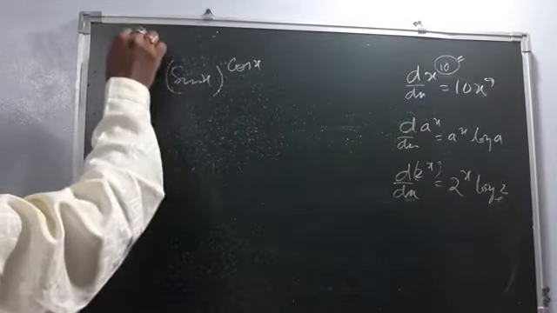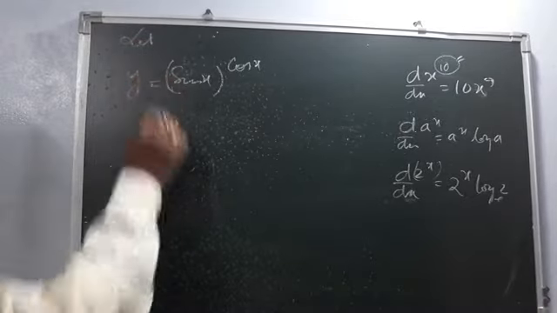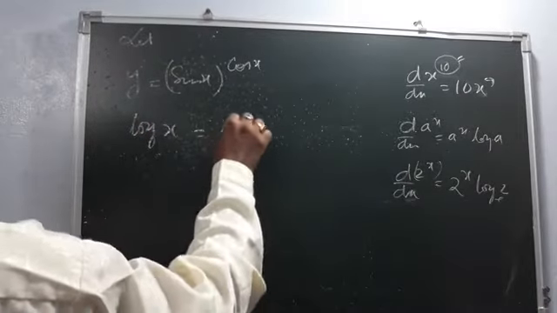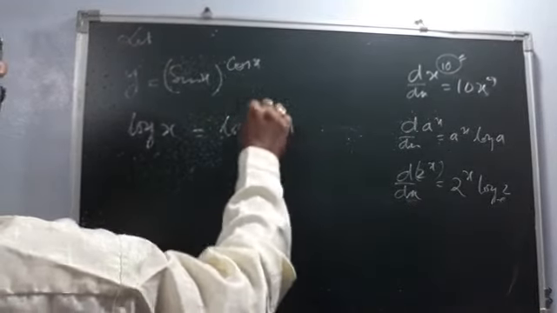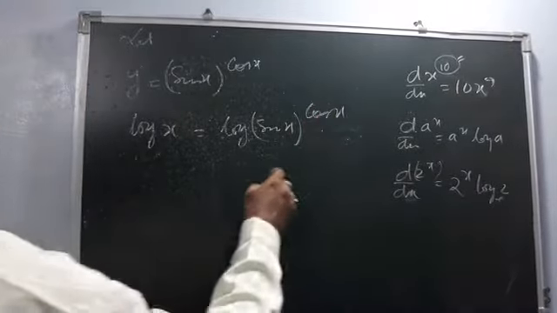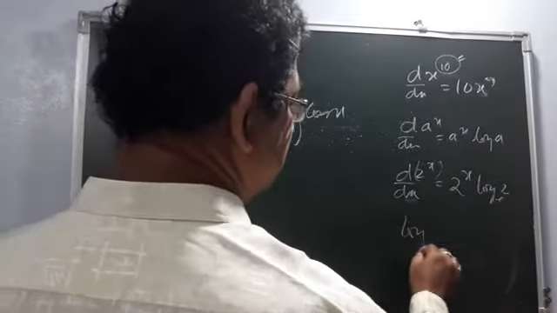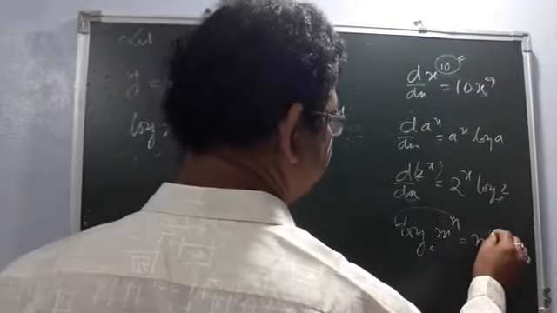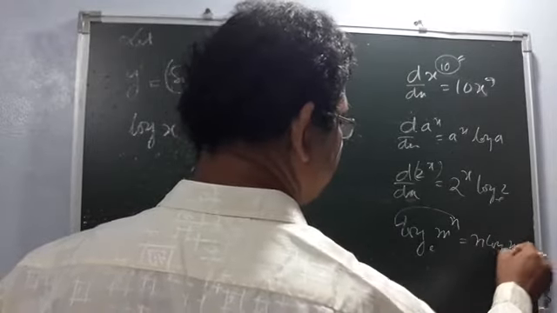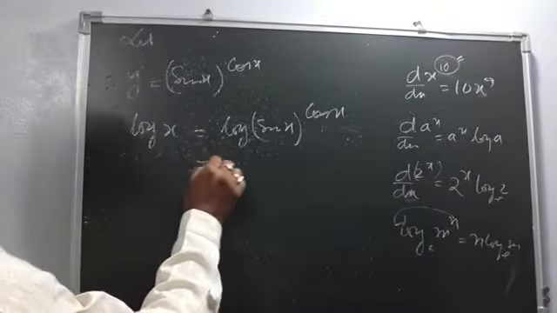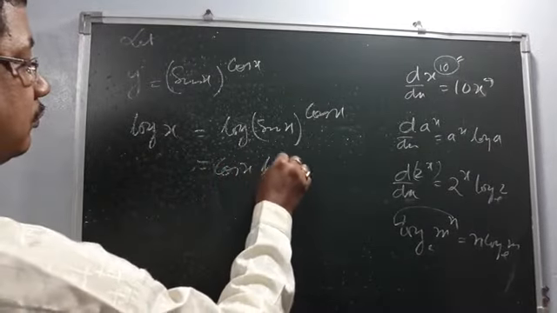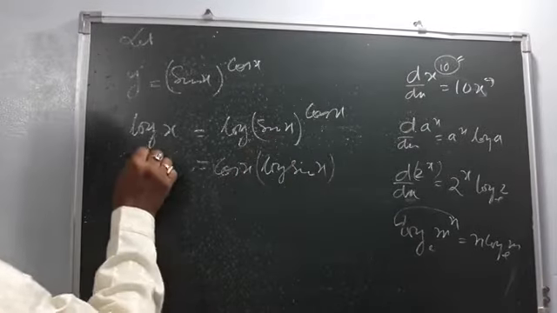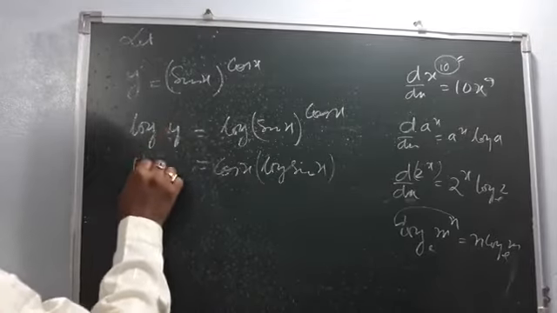Suppose I want to differentiate that one, so first you have to write y is this, introduce log on both sides. Log of sin x to the power cos x, and log has one property, that log m power n, then n will come to the front. So here also cos x will come forward. Then in this case you put this into that. So log y is this.